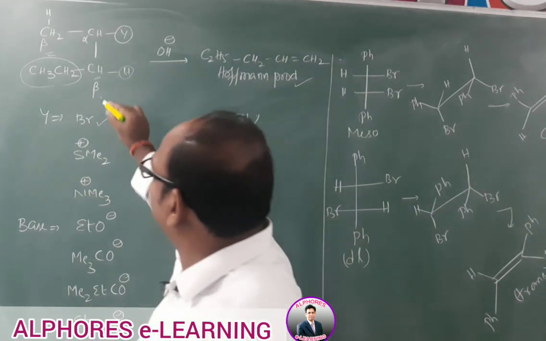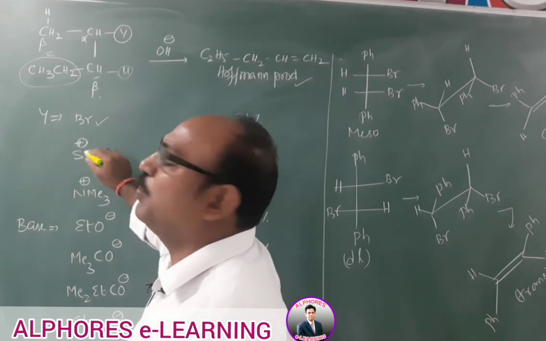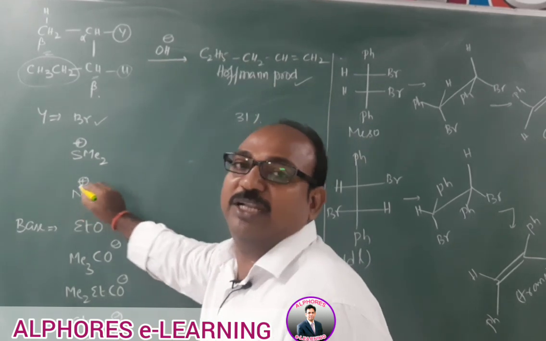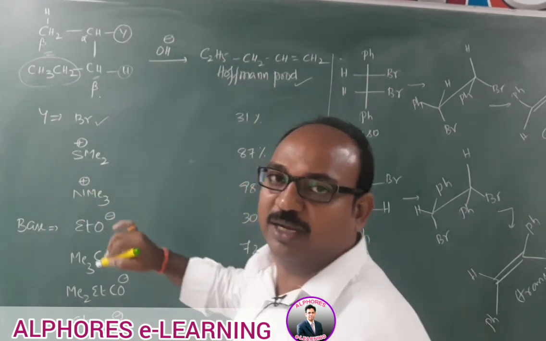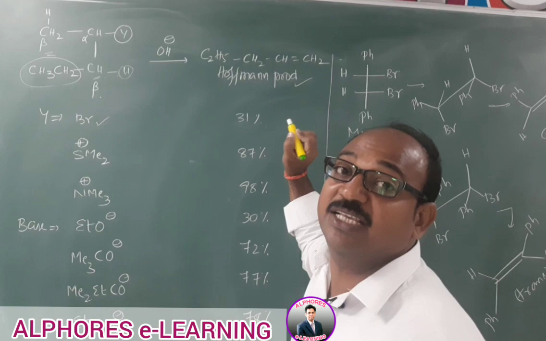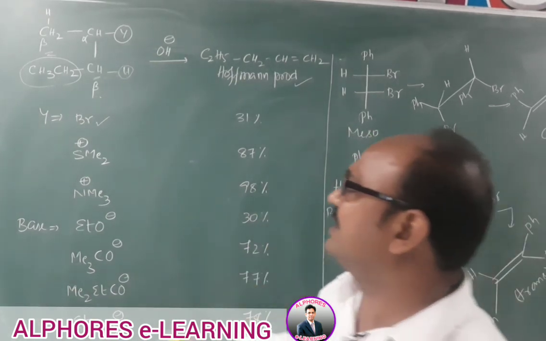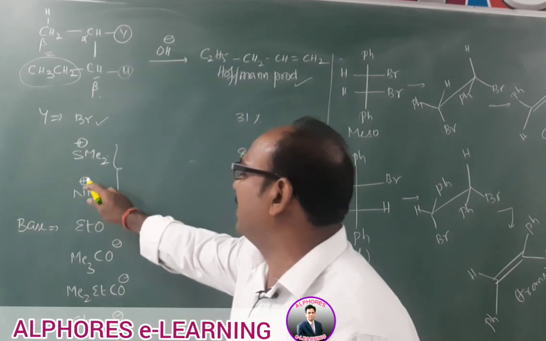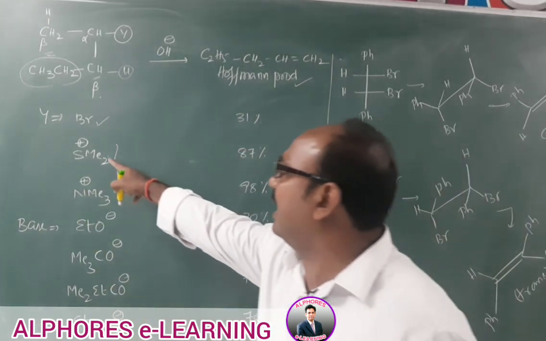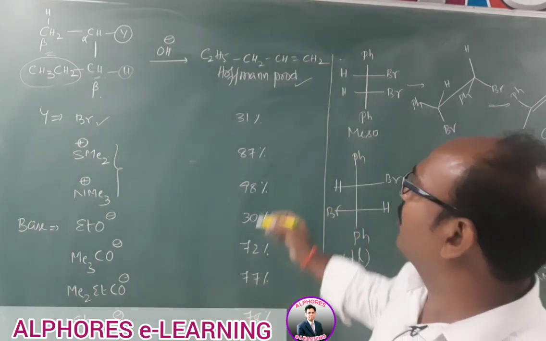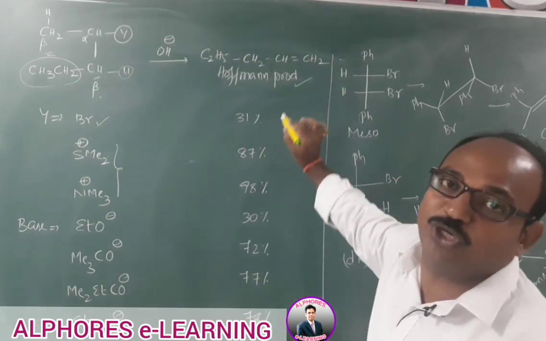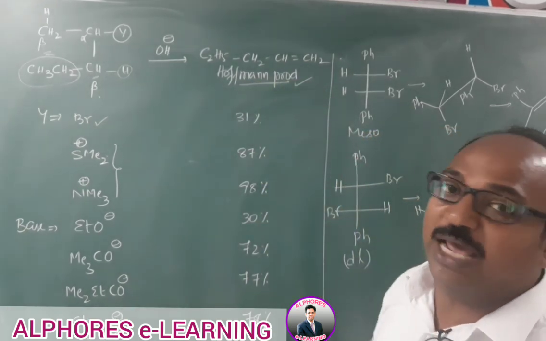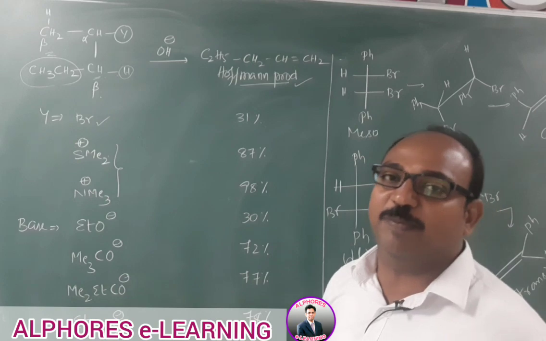And when the leaving group Y is SMe2+, this is also a poor leaving group, but relatively, compared to the quaternary ammonium salt, somewhat better. Hence, if you observe here, 87%. That means these two are poor leaving groups, either SMe2+ or NMe3+. If Y is either of these two groups, you get the less substituted alkene as product. In other words, the Hofmann product is the major product. We are getting 87%, 98%.